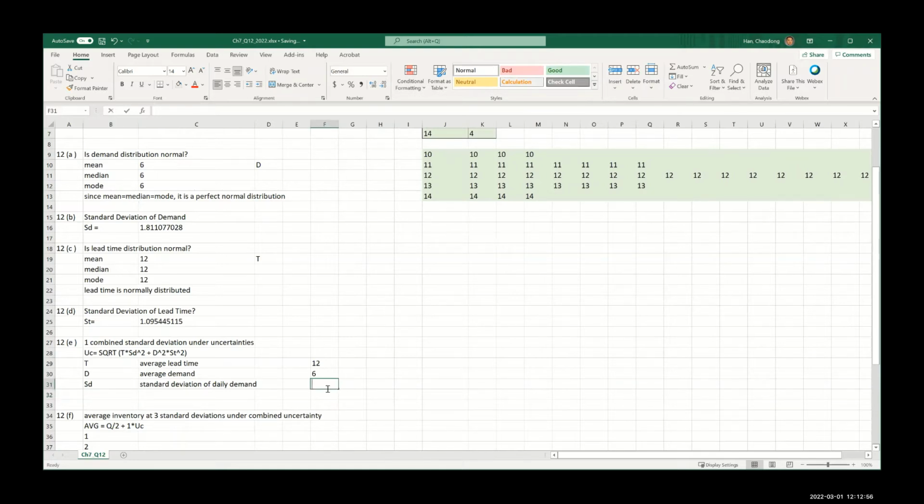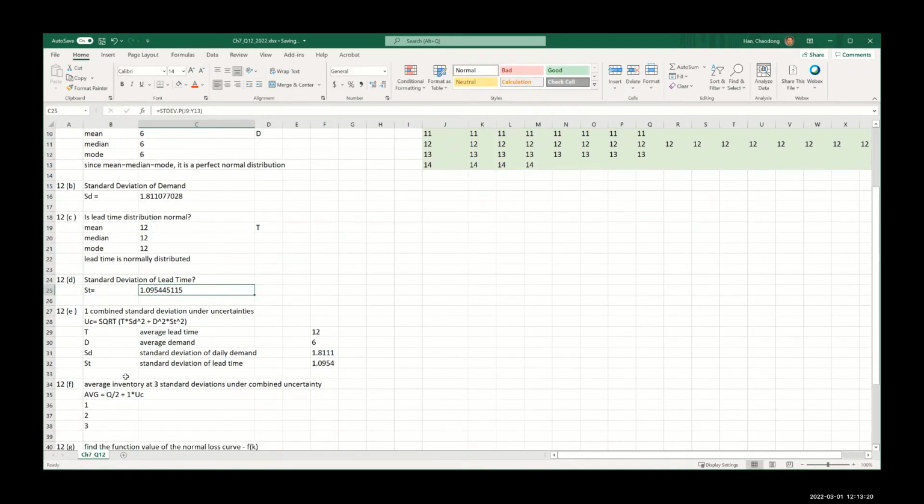So this is right here. And ST, standard deviation of lead time. Have a number there. This is it. So our combined uncertainty, right?